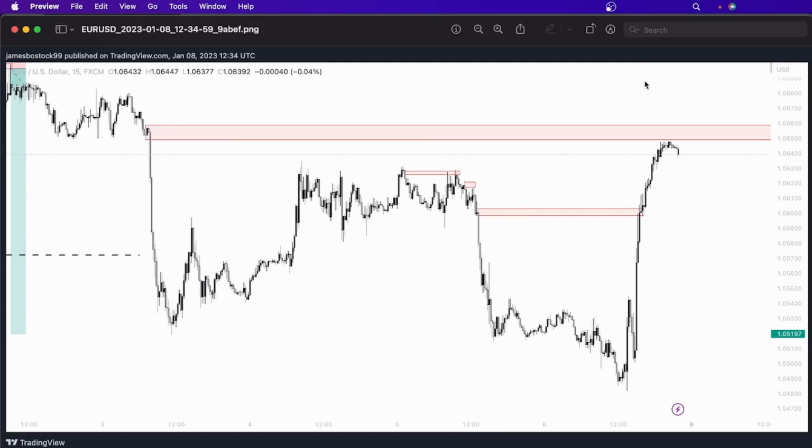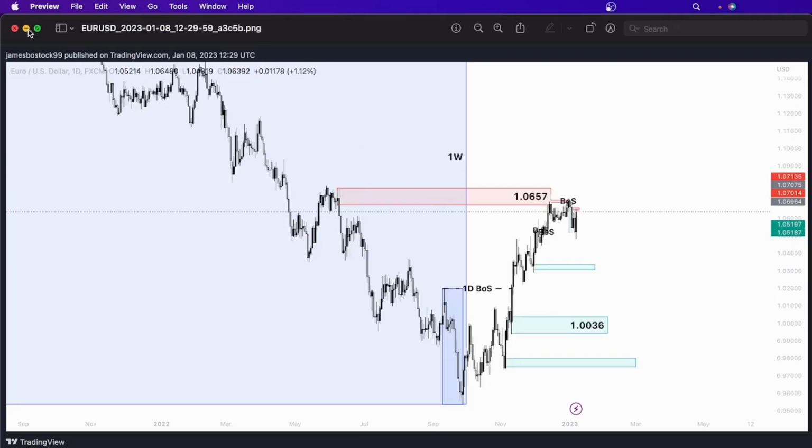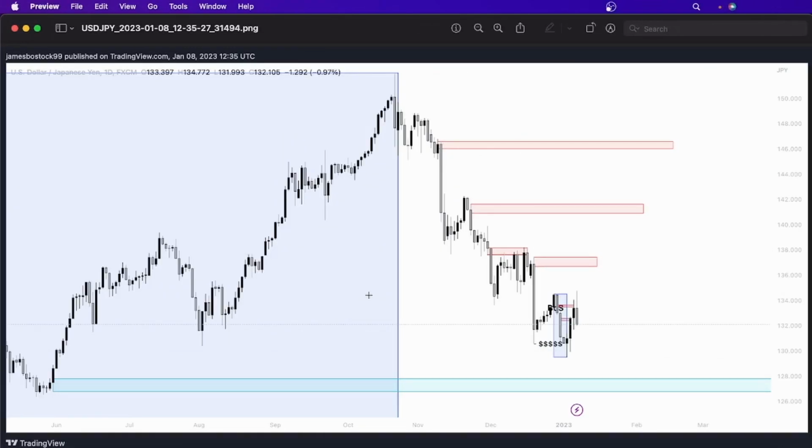If we blow through this, we continue higher, then we know we're still within the correctional wave of that higher time frame. If we go back to it, we actually need to make that move higher to target the supply zones higher. Okay, so now moving on over to the US dollar, to the Japanese yen market.